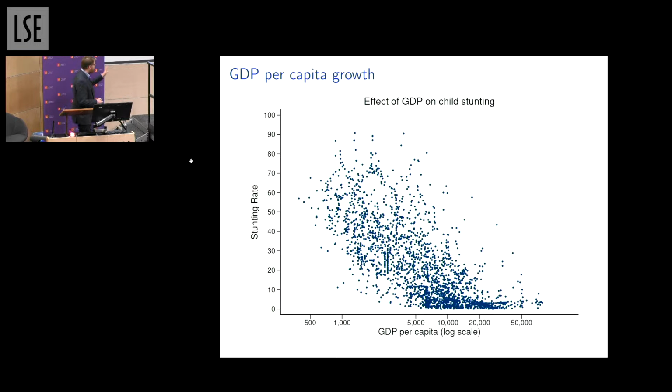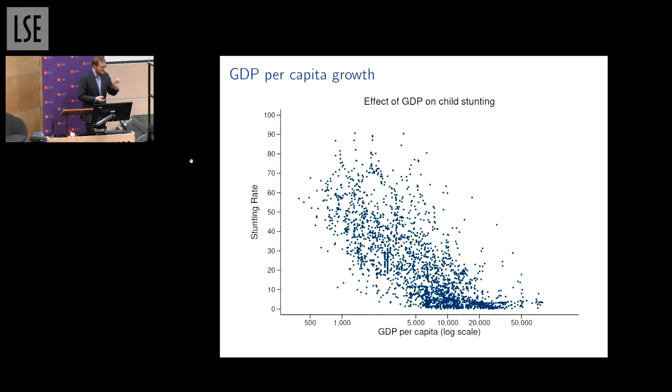And so if we just plot, on the y-axis here we have the stunting rate, and on the x-axis we have GDP per capita in log scale, we can see that there's a pretty strong negative relationship between child stunting and GDP per capita growth. So rich countries don't have stunted children.